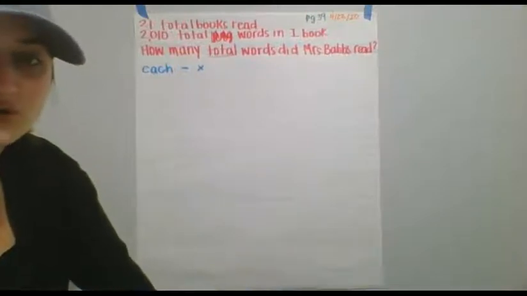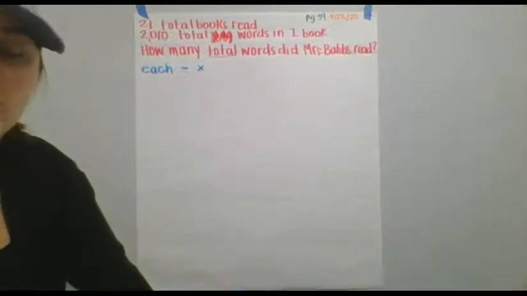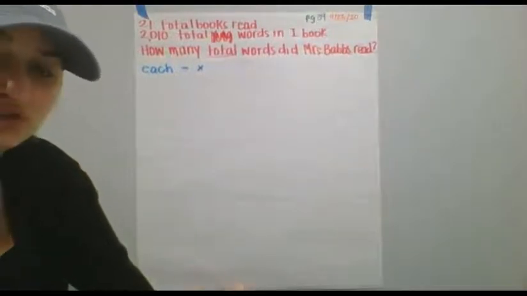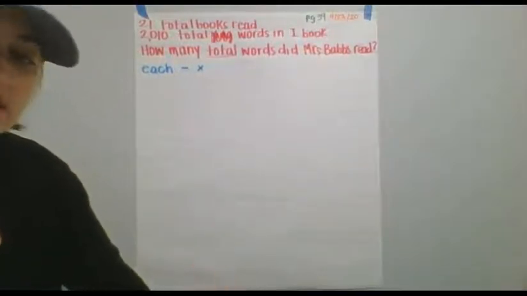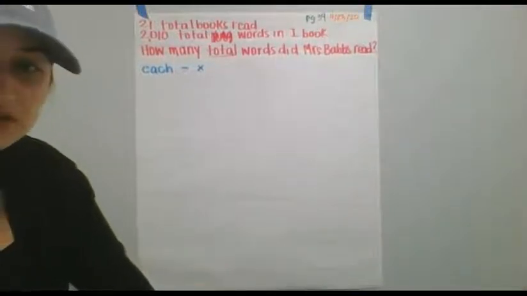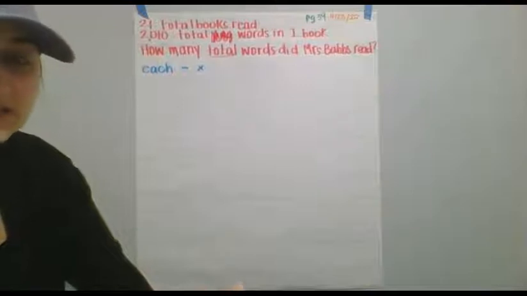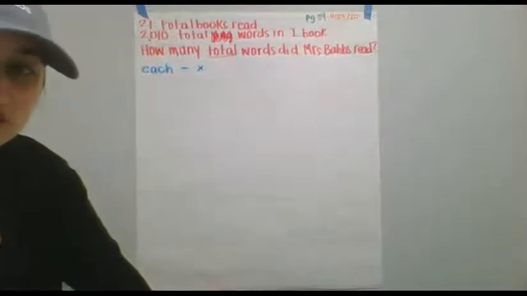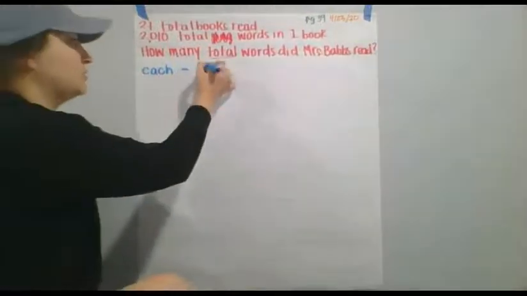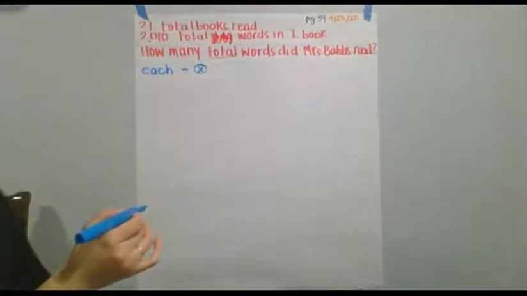Also, it's important to note that we have books and we have words, which are two different units. And it's important that if we have two different units, we acknowledge that we cannot add or subtract those numbers together because they are not the same unit. So in this case, we're actually left with one operation to choose from because we want our answer to get bigger, but we can't add them.